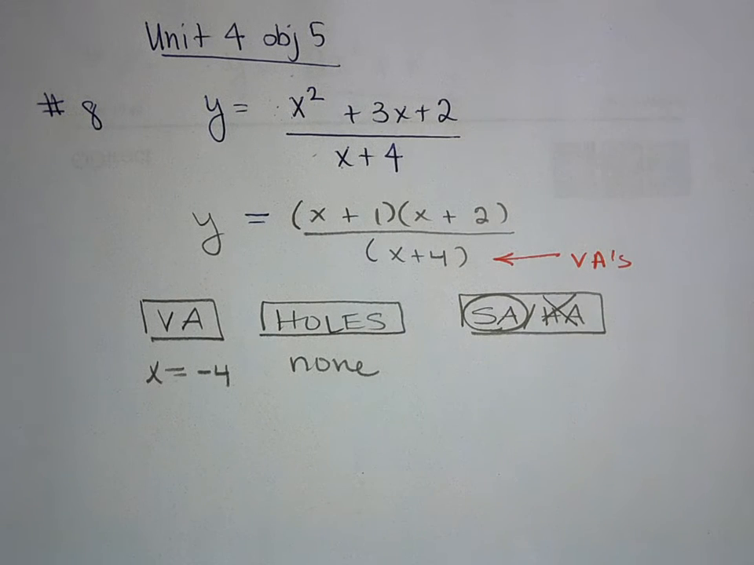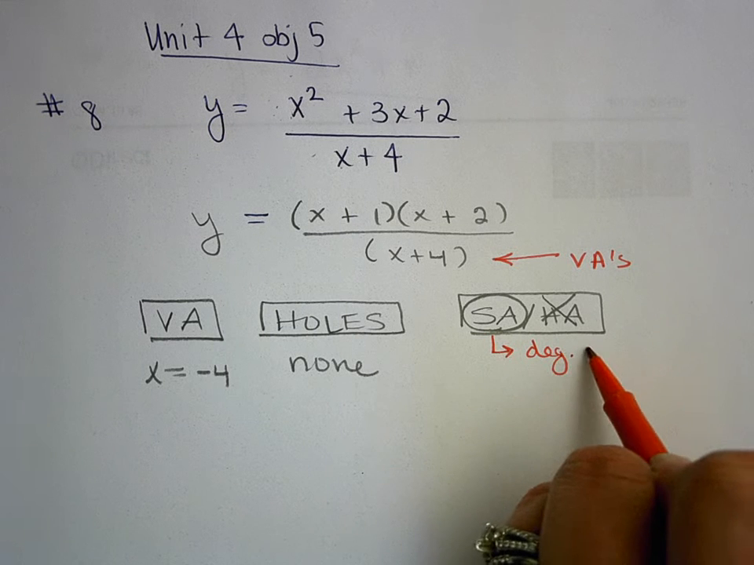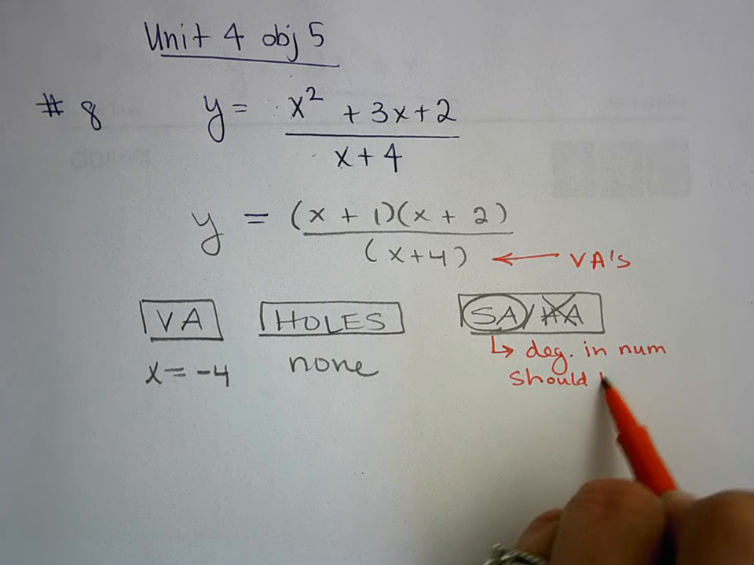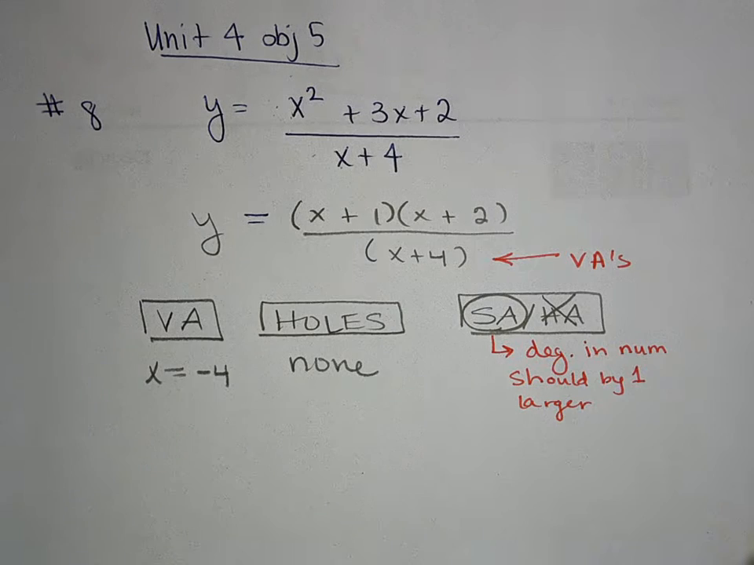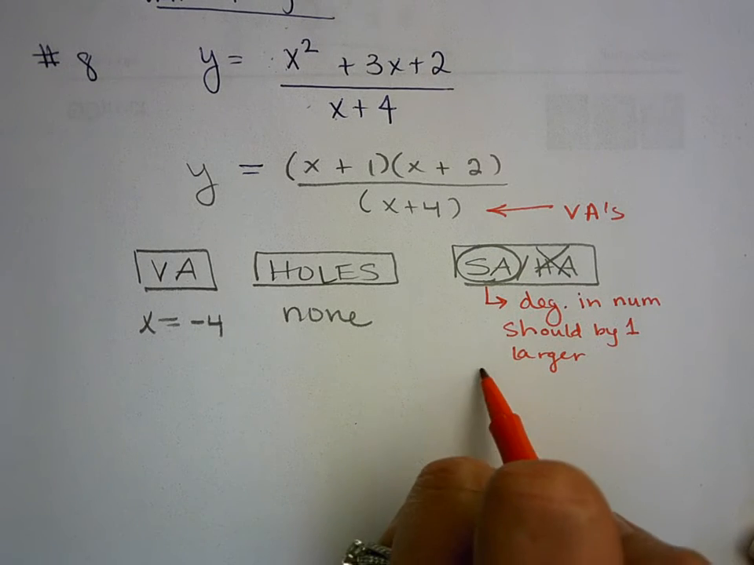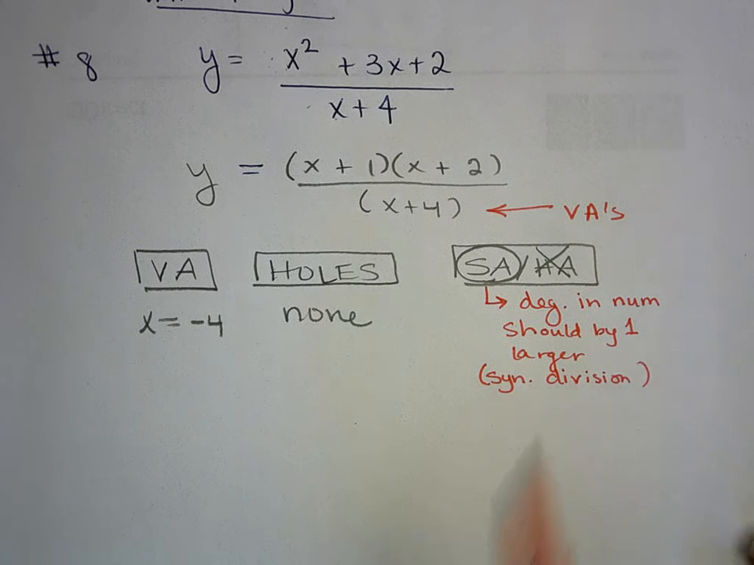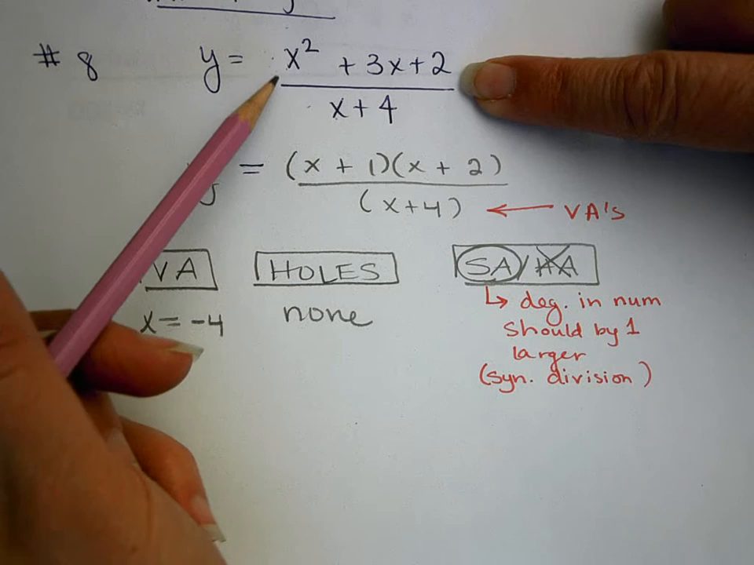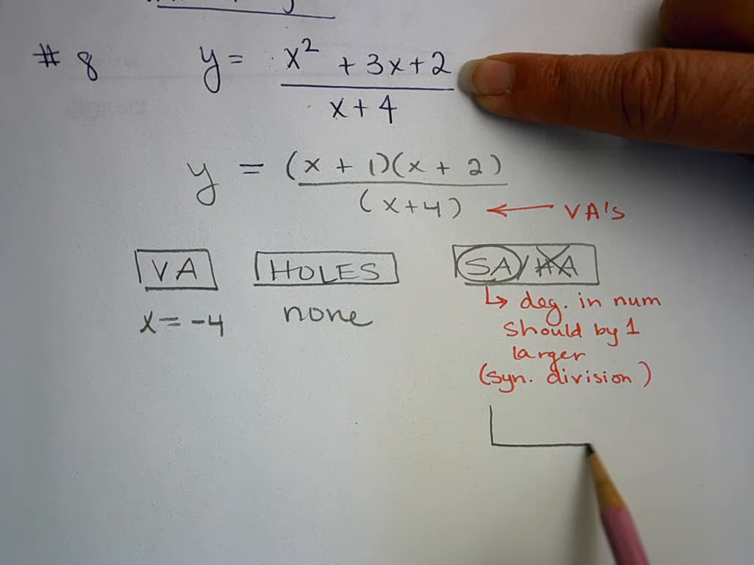So in order to find a slant asymptote, okay, so the degree on top should be higher. And then in order to find it, I'm going to do long division or synthetic division. And I'm going to do synthetic division. Okay, so you can do either one. So I'm going to take my original problem here, and nothing canceled, so that's why I can use my original. And then I'm going to set up my division problem. So I'm going to do synthetic division.